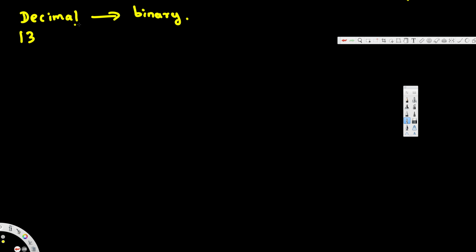Now when we convert from decimal to binary, we have to look at the powers of 2. 2 power 0 is equal to 1, 2 power 1 is equal to 2, then 2 power 2 is equal to 4, then 2 power 3 is equal to 8, and then 2 power 4 is equal to 16.